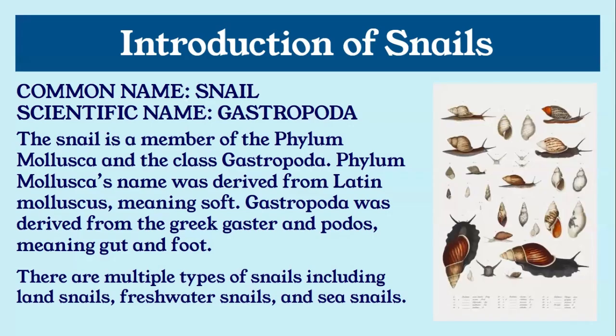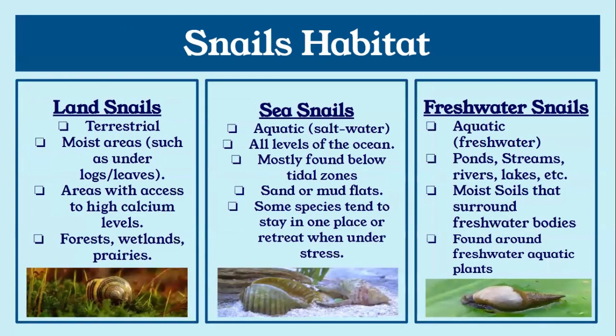And there are multiple different types of snails, but the three main are going to be land, freshwater, and sea snails. So where these snails live is going to be the land snails are going to be terrestrial, so meaning they live on land. They typically are found in moist areas like under logs or leaves. They feed on mostly organisms with high calcium, so anywhere that you can think of high calcium levels like forests, wetlands, or prairies, you can typically find snails.